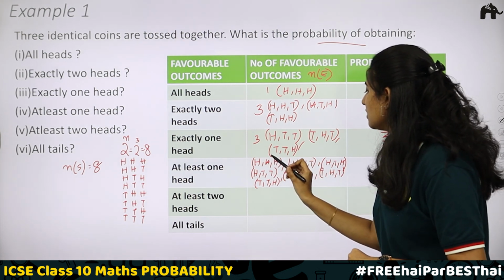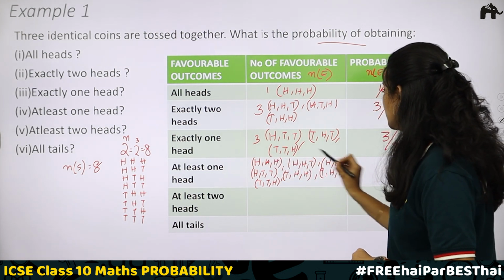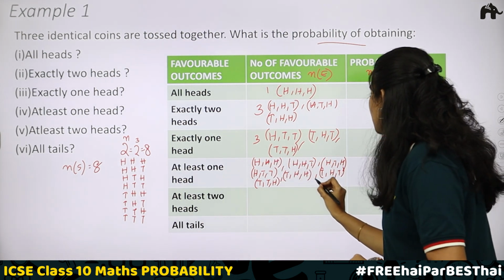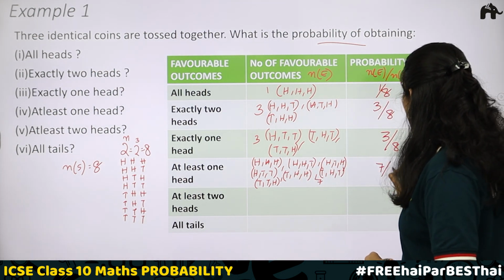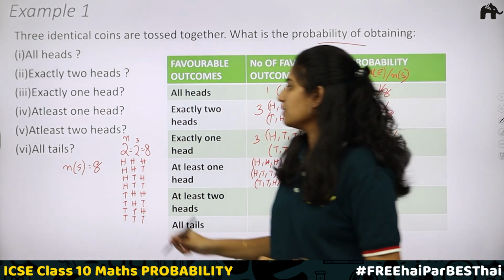Okay. So what is the total number of favorable outcomes? 1, 2, 3, 4, 5, 6, 7. 7 outcomes are favorable. Here the probability will be 7 divided by 8. Okay, 7 by 8 is the probability.